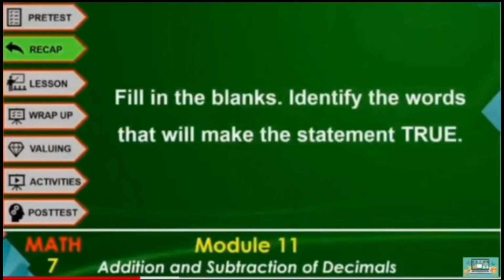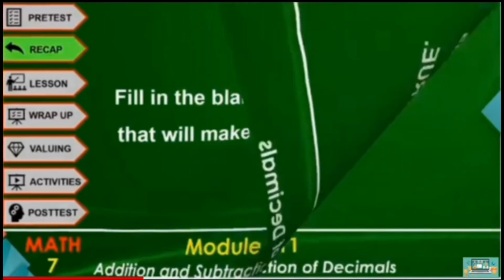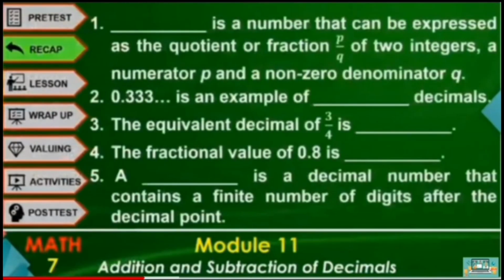Let's have a recap. Fill in the blanks. Identify the words that will make the statement true. Number 1. Blank is a number that can be expressed as the quotient or fraction p over q of two integers, a numerator p and a non-zero denominator q.